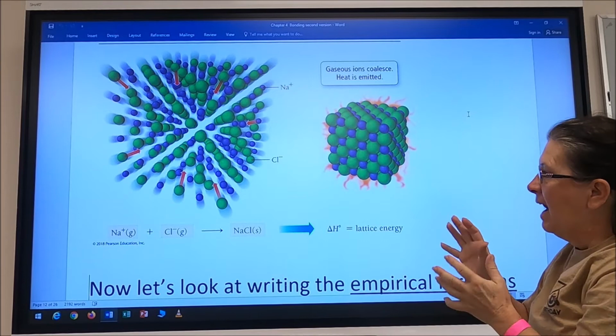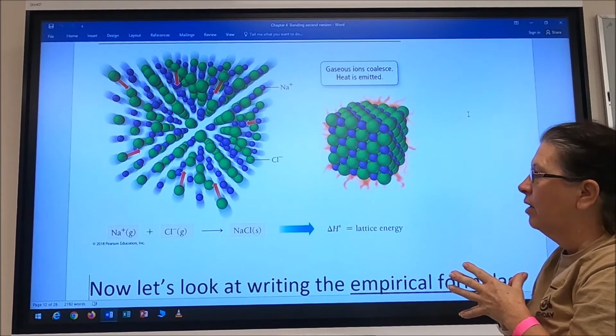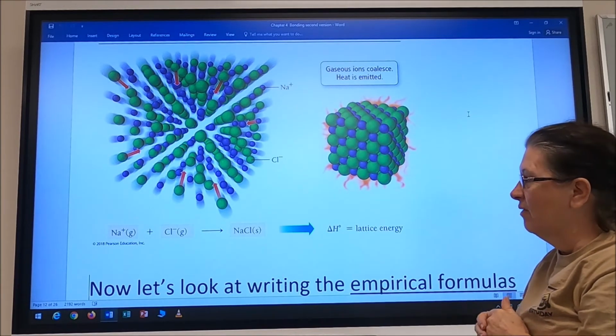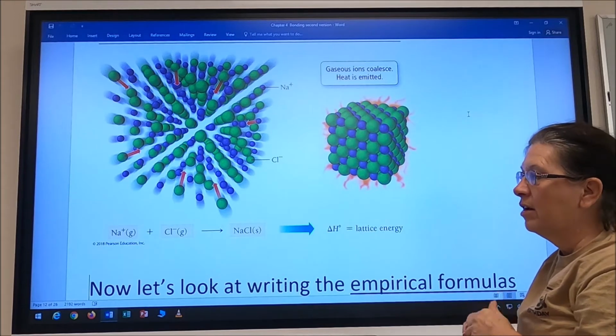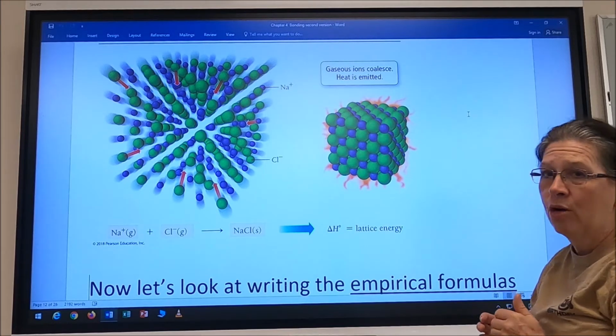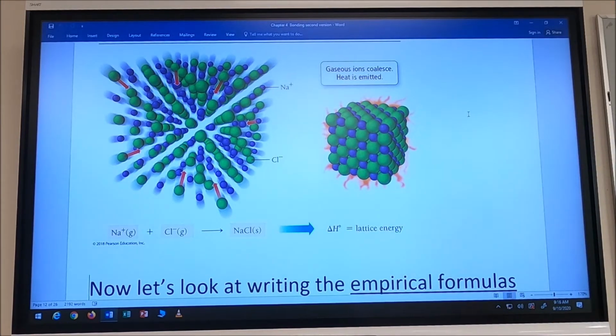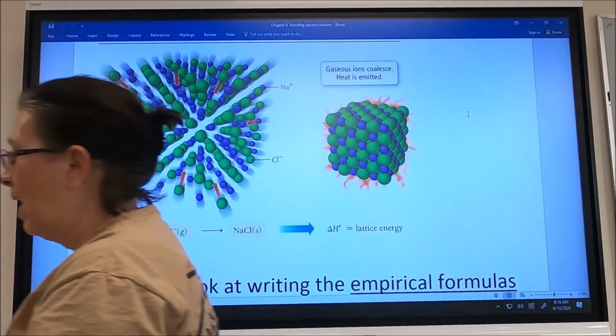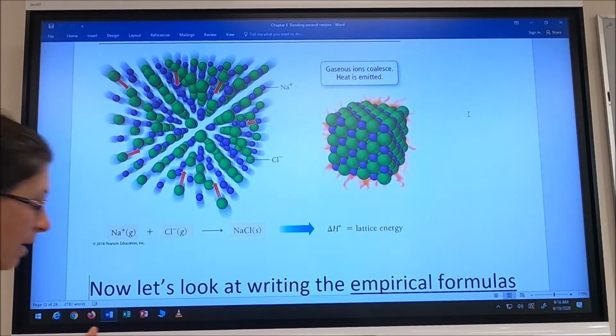So when we talk about the formula of an ionic compound, we're going to talk about the empirical formula. Remember, the empirical formula is the smallest whole number ratio of ions, or smallest whole number ratio of atoms in the compound. So we're going to start off by talking about ionic compounds and empirical formulas.